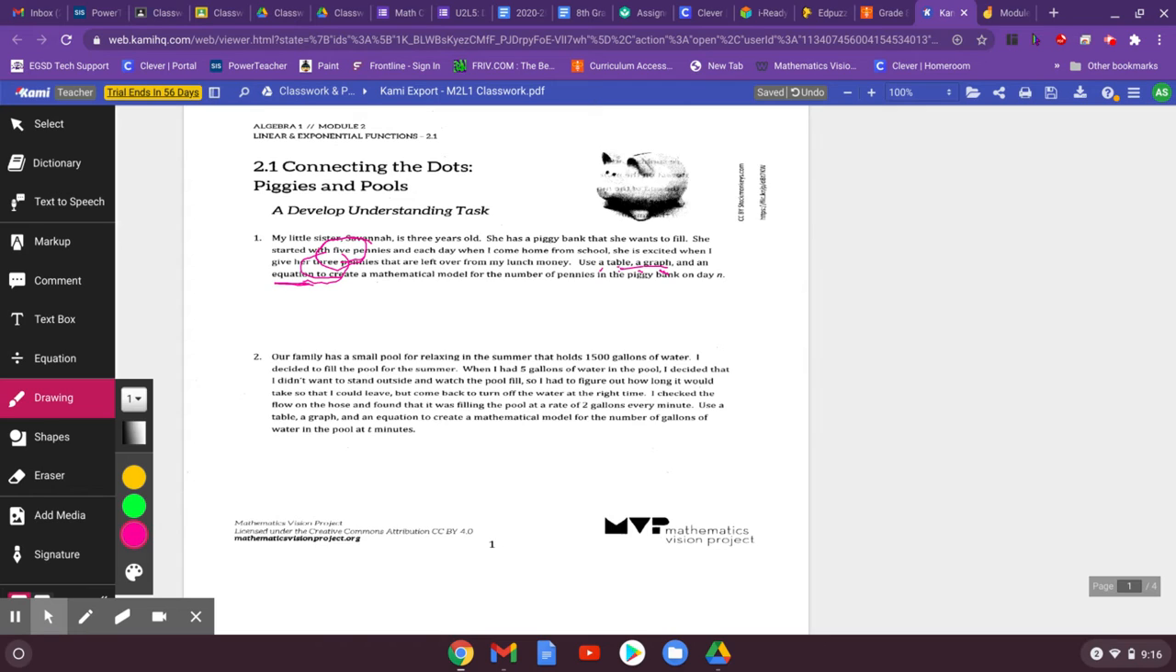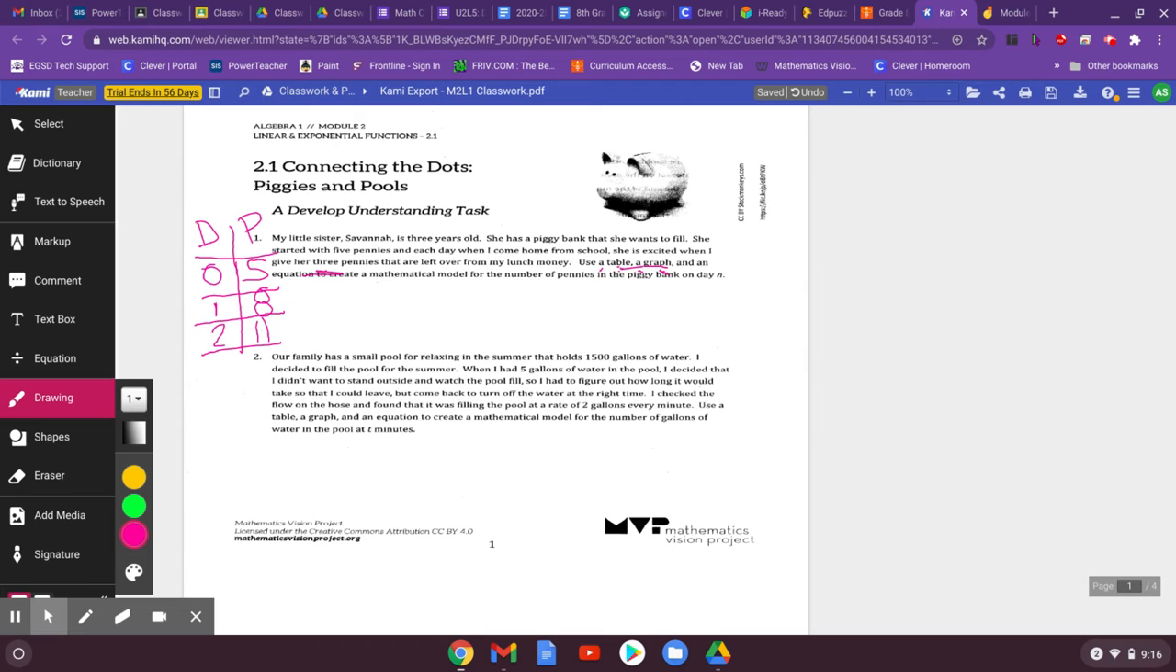So let's start out with a table. There's not a whole lot of space here, so I'm going to erase some of those. When I make my table, I'm going to make it over here. Since I'm starting with 5 pennies, let's put it over here, day, pennies. Then I get 3 pennies each day. So the first day, she'll get 3 more pennies, which is 8. Second day, 3 more pennies, which is 11.